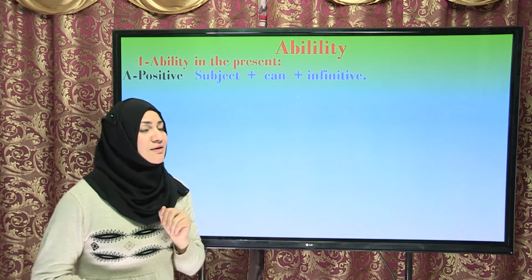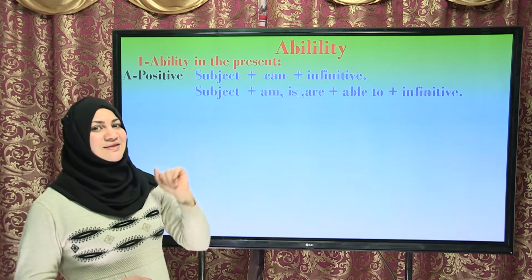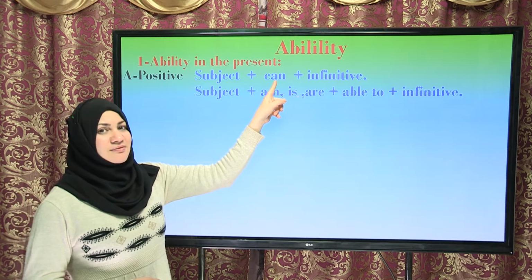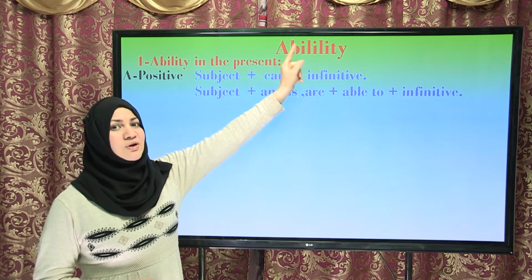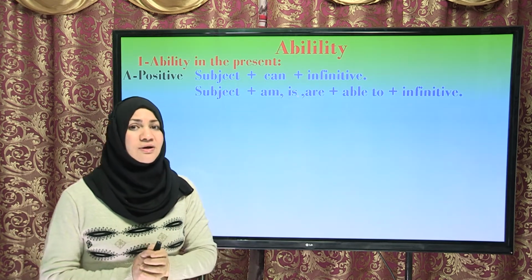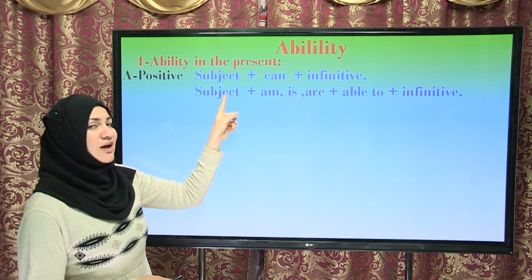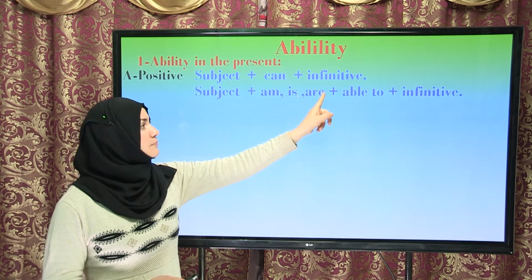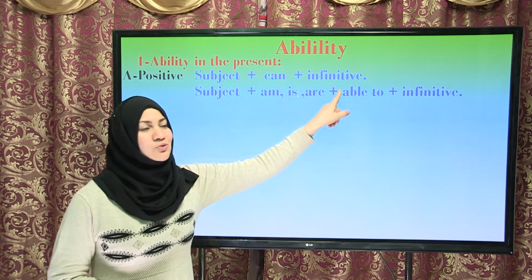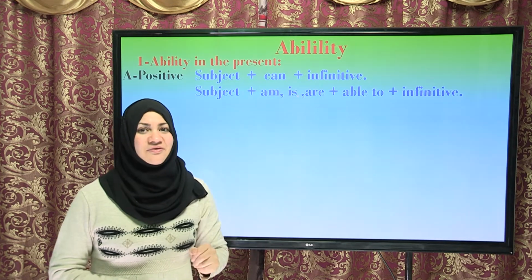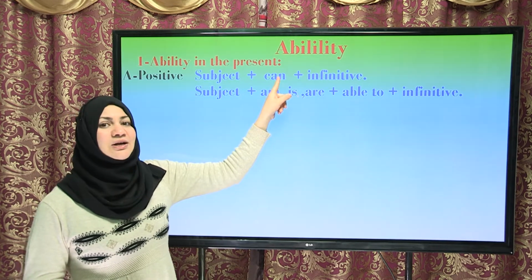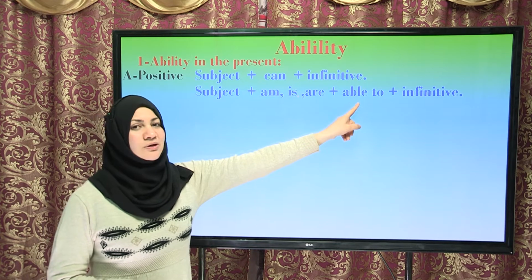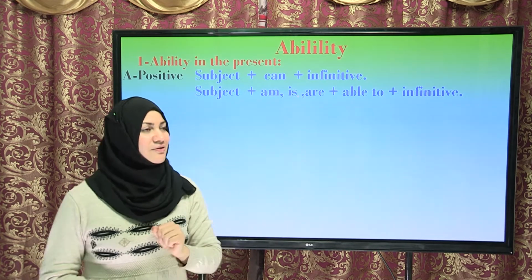Let's see the second point. Yes, we can see here that we have subject plus can. Can expresses ability. We have another verb that also expresses ability, which is, here we have the same subject form, plus am, is, are, plus able to plus infinitive. Yes, can equals am, is, are, which means to be in the present, plus able to plus infinitive.